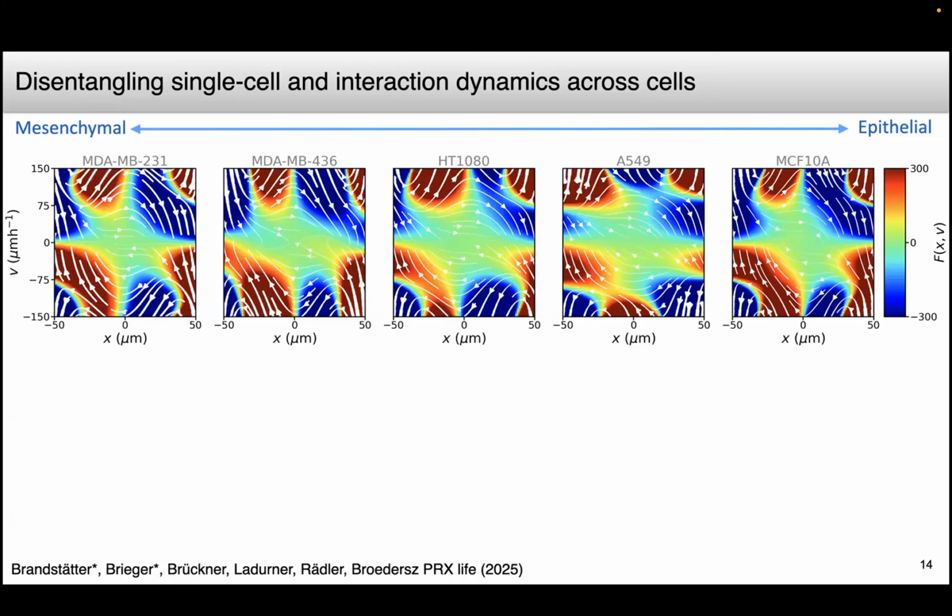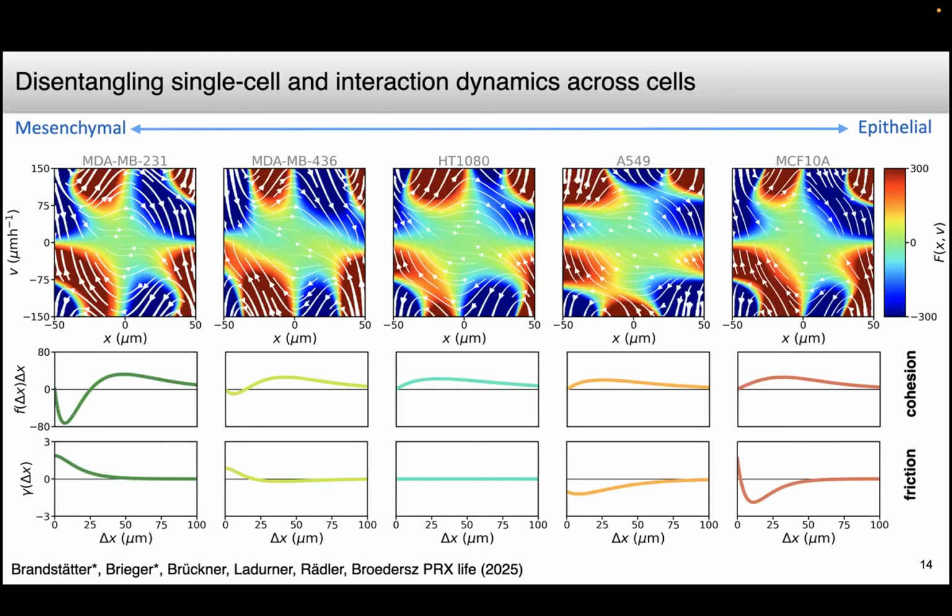The big differences are mostly reflected by the two-body terms. So let me walk you through this. On the mesenchymal end, the one I showed you on the previous slide, we see short-range attraction combined with anti-friction. And then as we move towards the other end of this range, the epithelial end, we see that this slowly crosses over to more repulsive behaviors, combined with a more regular friction interaction.